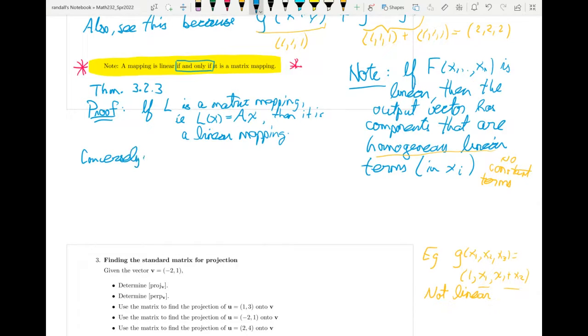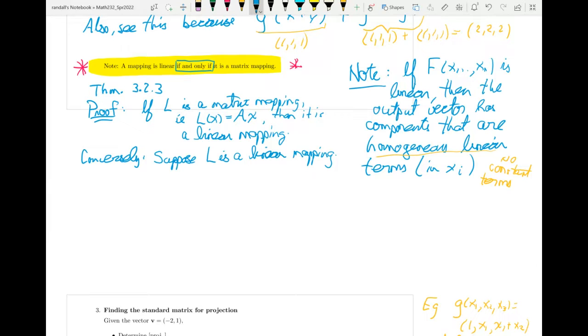suppose L is a linear mapping. Let's find that matrix. We have to do that. Okay, so what is the matrix for it? That's the question. Okay, so it's not hard to do, but let's pay attention here because it's a very good calculation. So let's take L. So it's a mapping from Rn to Rm. That's all I know so far, and it's linear. Okay, so what is the matrix?